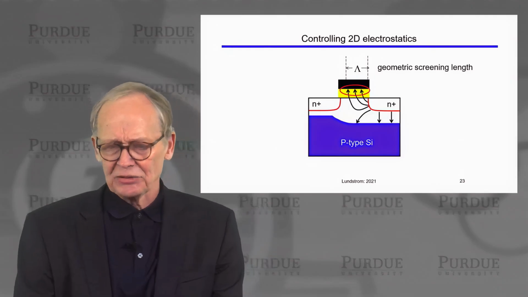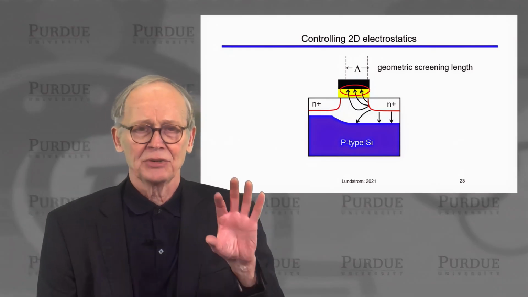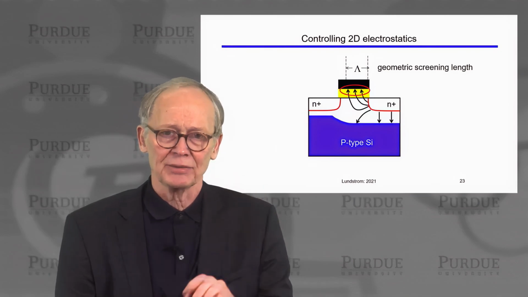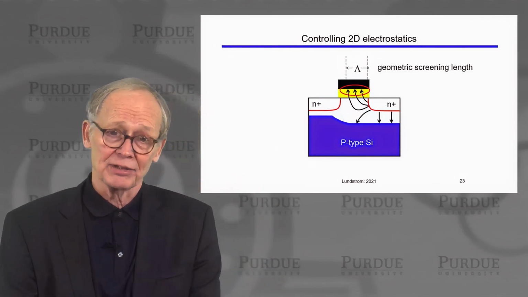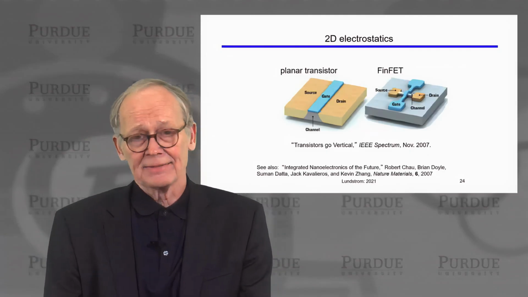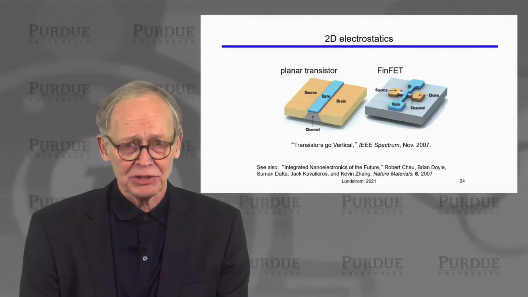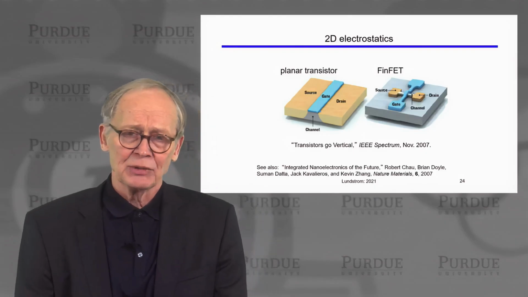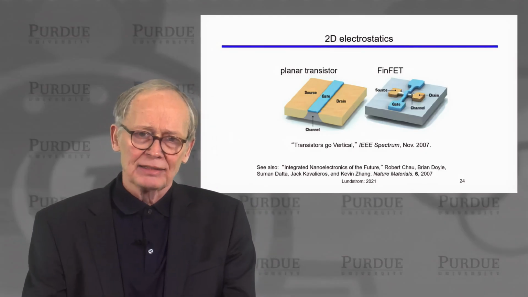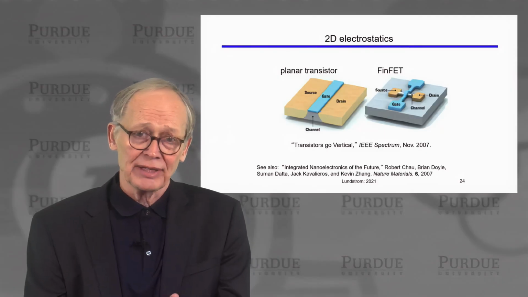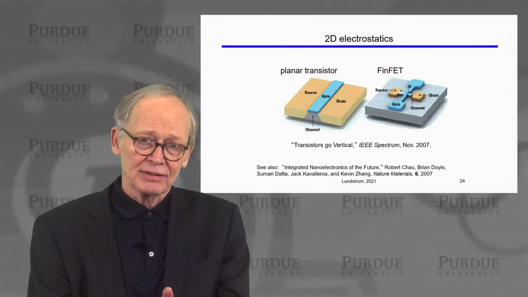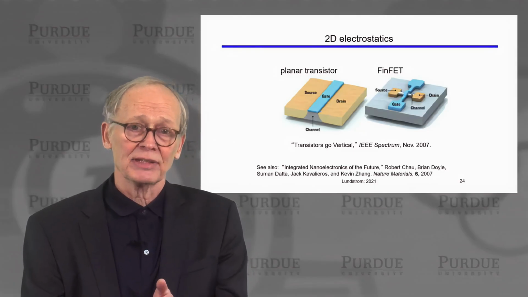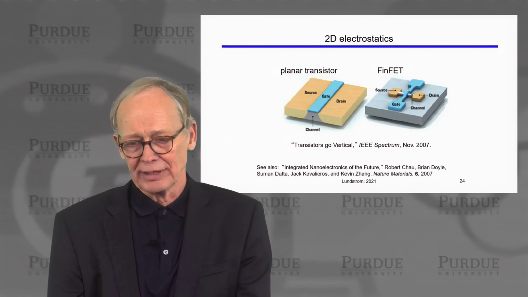So a key factor is this geometric screening length, which is sort of the distance over which the electric fields from the drain can reach and have influence. We want that to be shorter than the channel length. And this is a reason that modern very short channel transistors have gone to more sophisticated structures like FinFETs, in which you try to wrap the gate around the channel as much as you can to protect the potential barrier near the source from the influence of the electric field lines that emanate from the drain.